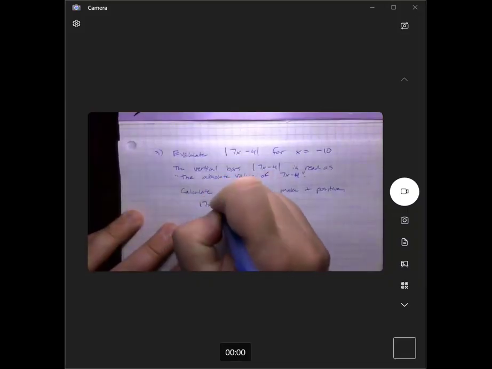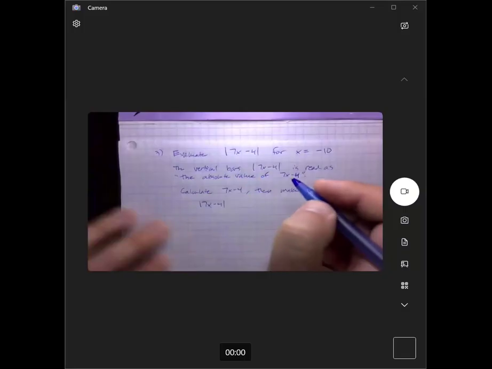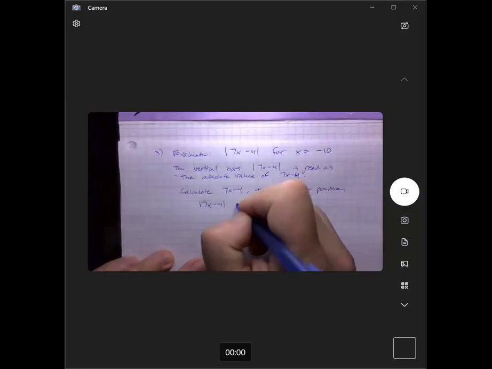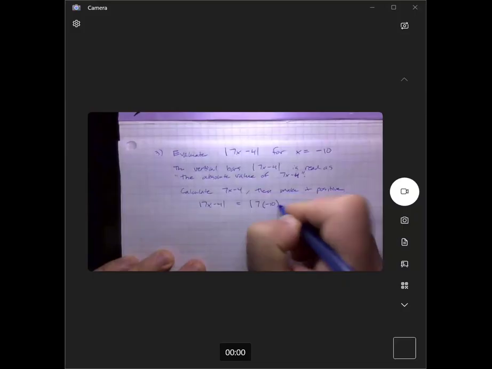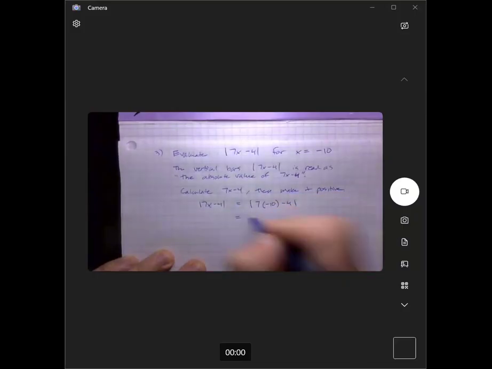So we have 7x minus 4, and we're going to put in x equals minus 10. So it's 7 times negative 10 minus 4. 7 times negative 10 is negative 70, minus 4. Negative 70 minus 4 is negative 74. Everything is still inside the absolute values. And now I take this number and I make it positive, and we're done.